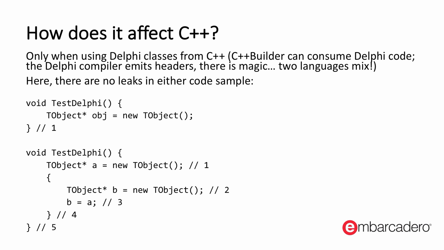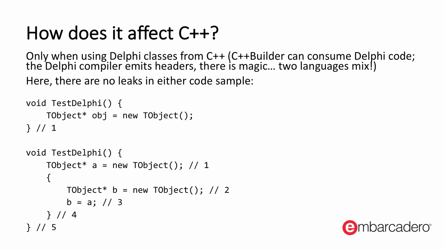The interesting bit comes when you access Delphi classes from C++. Let's try this. It's a very similar method, but inside: TObjectPointer obj equals new TObject. This does not leak. When obj is created, its ref count is incremented to 1. When it goes out of scope, at the end, the comment 1, it is dereferenced to 0 and the object is freed.